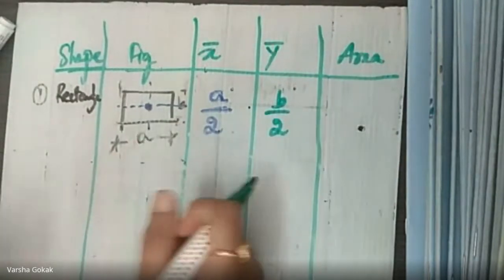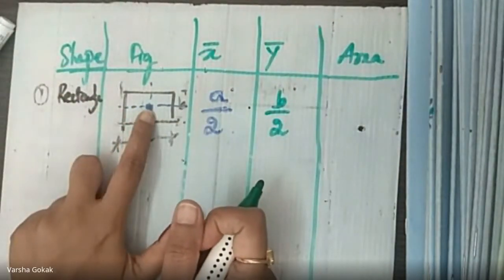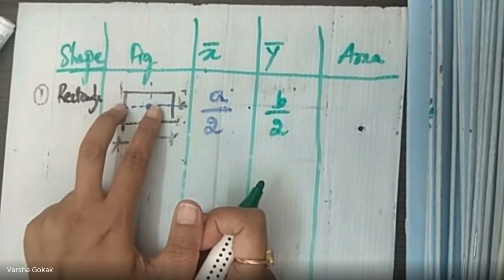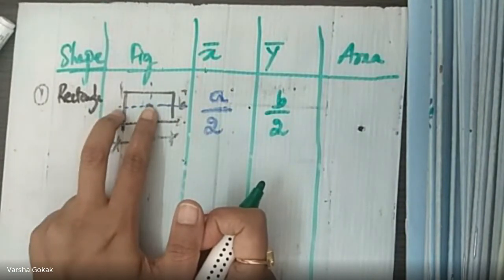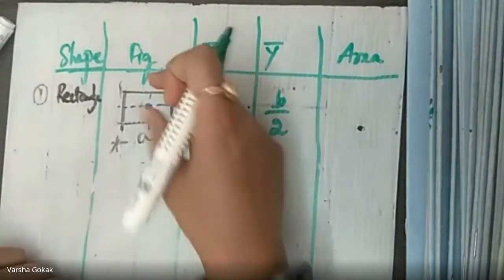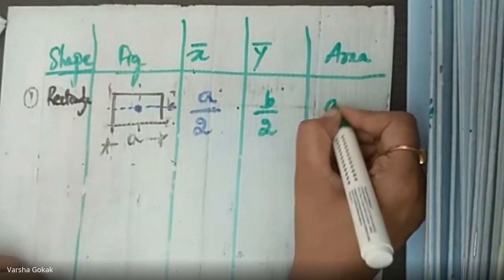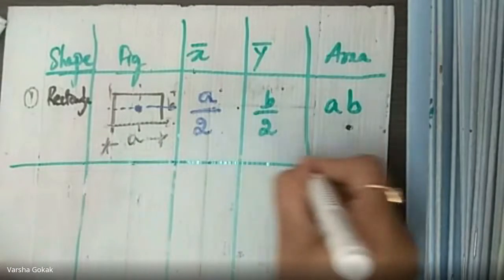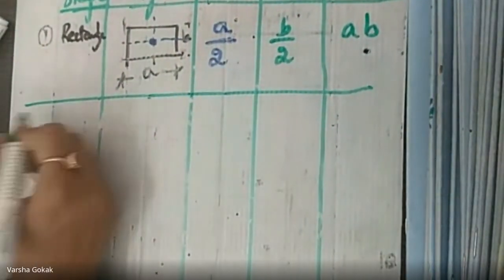So A by 2. CG means I want the position of the CG of the diagram. So this is A by 2, that is half of this distance. And this is B by 2, that is half of the height. Okay, area is what? A into B. Correct? So rectangular area is A into B, all of us are aware of.